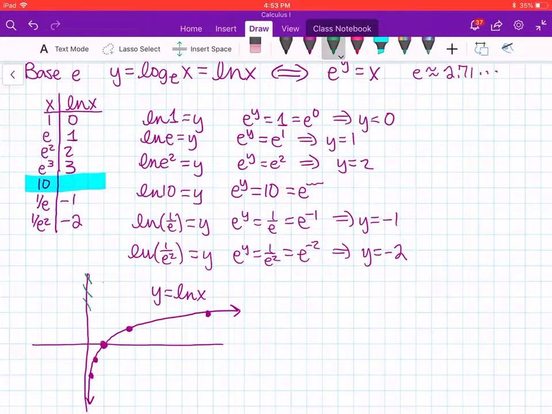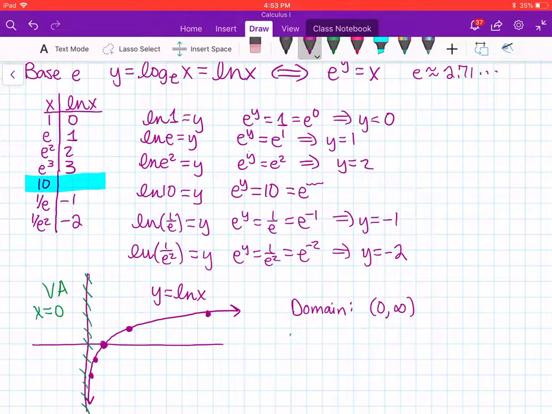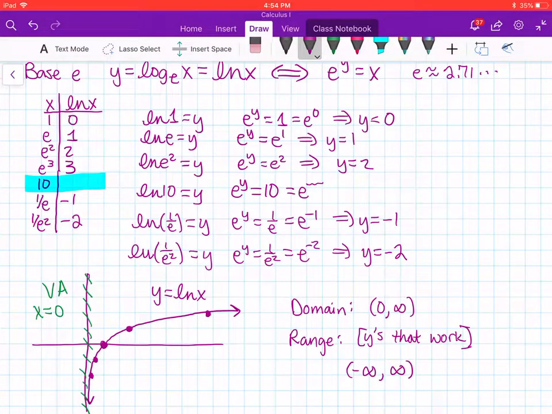I wanted to point out we still have a vertical asymptote at x equals 0. So we still have our domain is 0 to infinity. And you could even talk about the range. If you remember what that is, it's the y's that work. And we see that it goes from negative infinity all the way to infinity. Also, I wanted to point out that this is an increasing function.